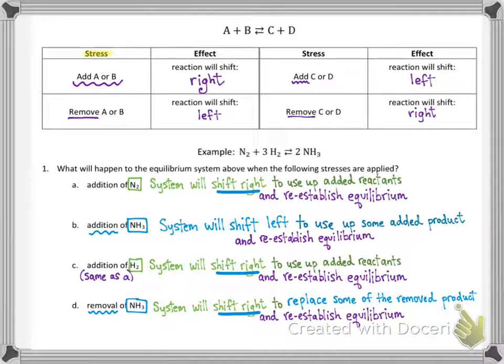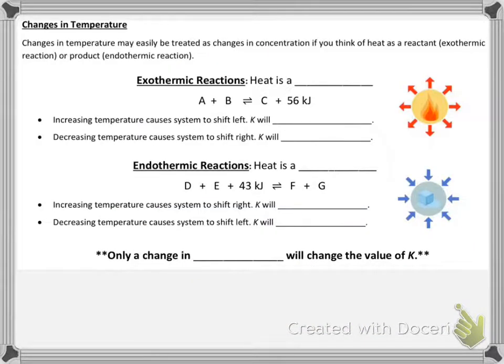However, there are more changes we can make than just changes in concentration. We can also change the temperature. And what's interesting about changing the temperature is if you remember thermochemical equations, you can actually write heat as a reactant or a product. So you can treat a change in temperature like a change in concentration as long as you think of heat as a reactant if it is endothermic, or a product if it is exothermic.